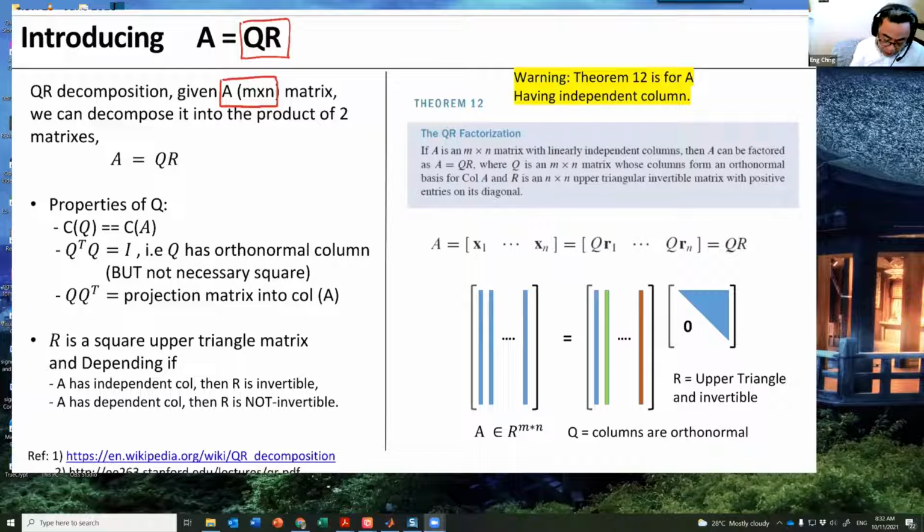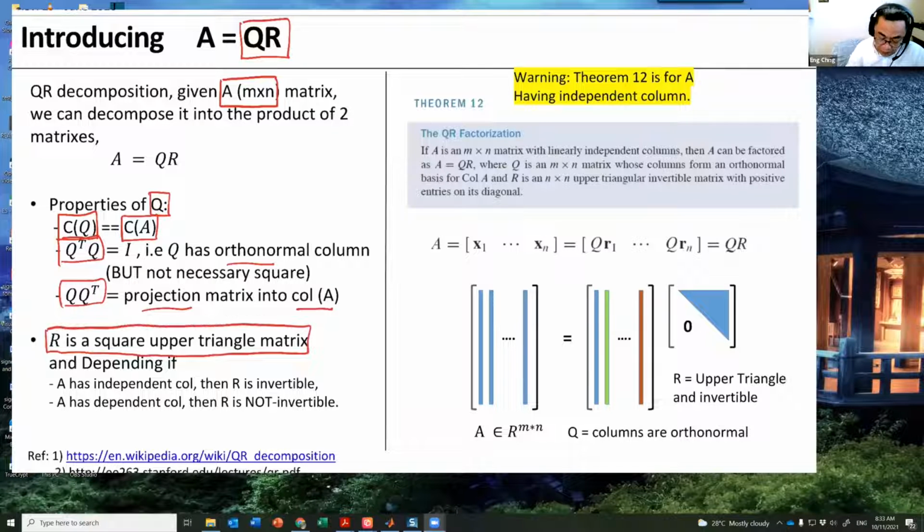And the properties of Q are these. The column space of Q will span the column space of A. QTQ would be orthonormal. QQT is a projection matrix onto the column space of A. R is upper triangular. So these are all the properties that we need from the QR decomposition.